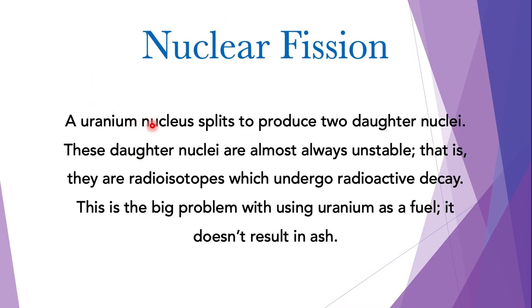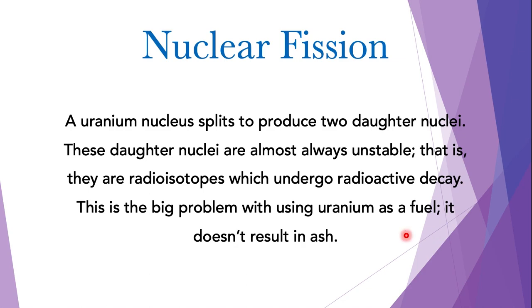So a uranium nucleus splits to produce 2 daughter nuclei. These daughter nuclei are almost always unstable. That is, they are radioisotopes which undergo radioactive decay. So this is the big problem with using uranium as a fuel. It doesn't result in ash.